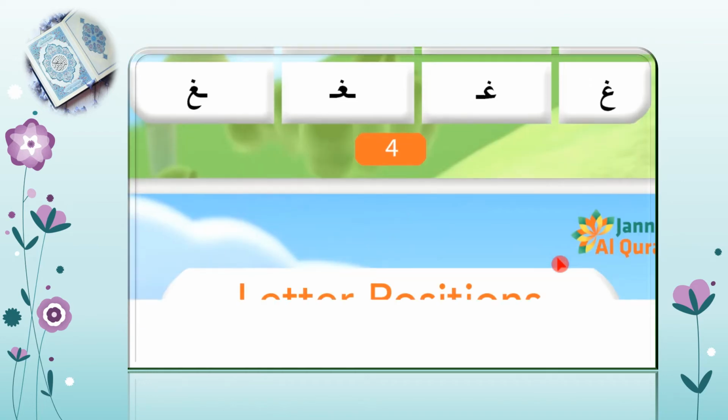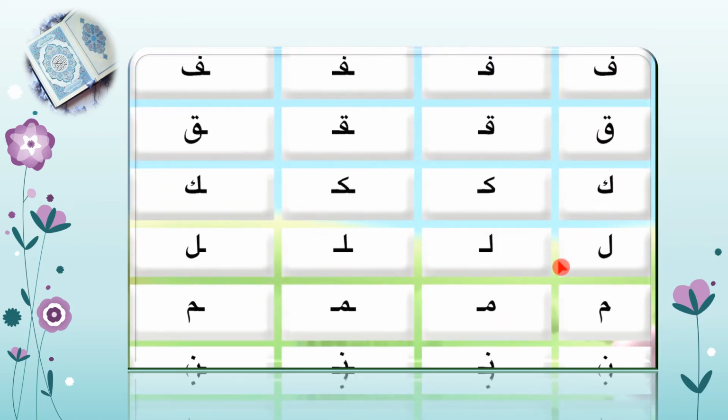Then we have fa, qaf. Fa and qaf, the difference between them: fa has 1 dot and is sleeping on the line. But in qaf, we have 2 dots, plus its line will be a little bit curvy. In the beginning of the word, we will take the half of the shape of this letter with a small line to connect with the next letter. In the middle we have two hands, one before, one after for the previous letter and the next letter. At the end we will close the letter because we finished our word, and we have a small line before it to connect it with the previous letter.